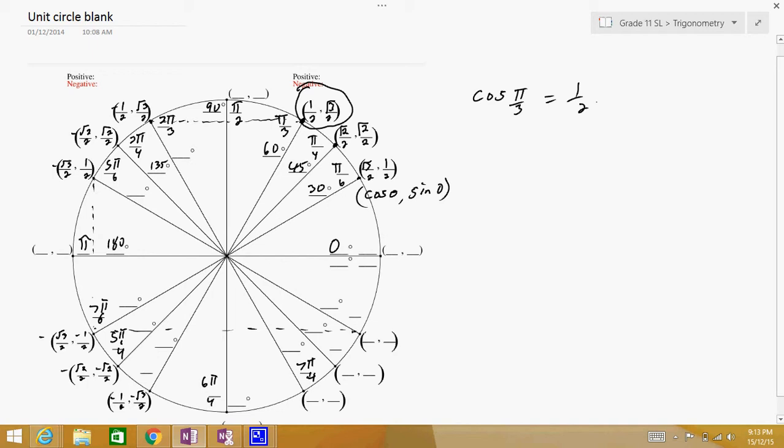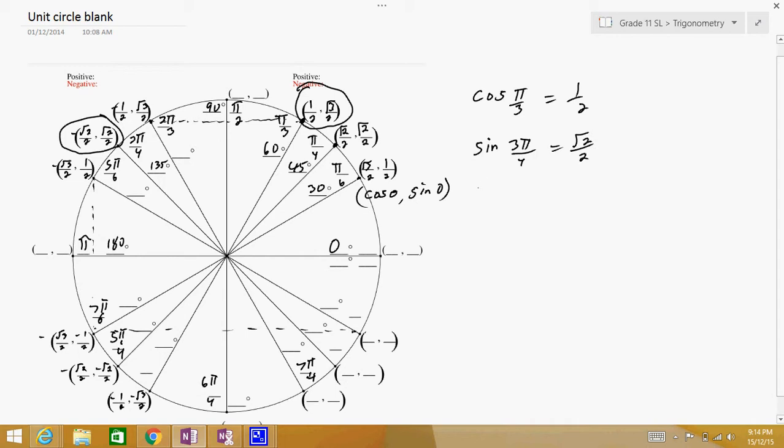If they ask you for the sine of, let's say, 3 pi over 4. Well, 3 pi over 4 is right here. Your sine is your y value, so the answer is root 2 over 2.